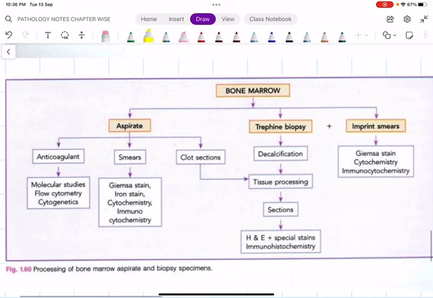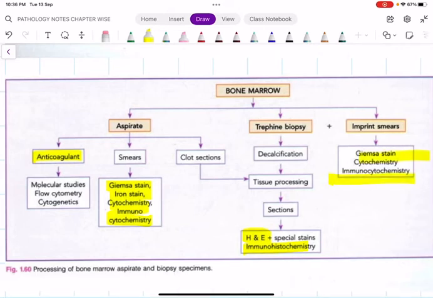Then suppose we are doing an aspirate. I told you what the stains are: Giemsa, iron staining, cytochemistry, immunohistochemistry. The same cytochemistry and immunohistochemistry we can do for the trephine biopsy, but in the biopsy we do hematoxylin and eosin staining. For fibrosis, the staining is reticulin stain. And for imprint smears, again Giemsa.